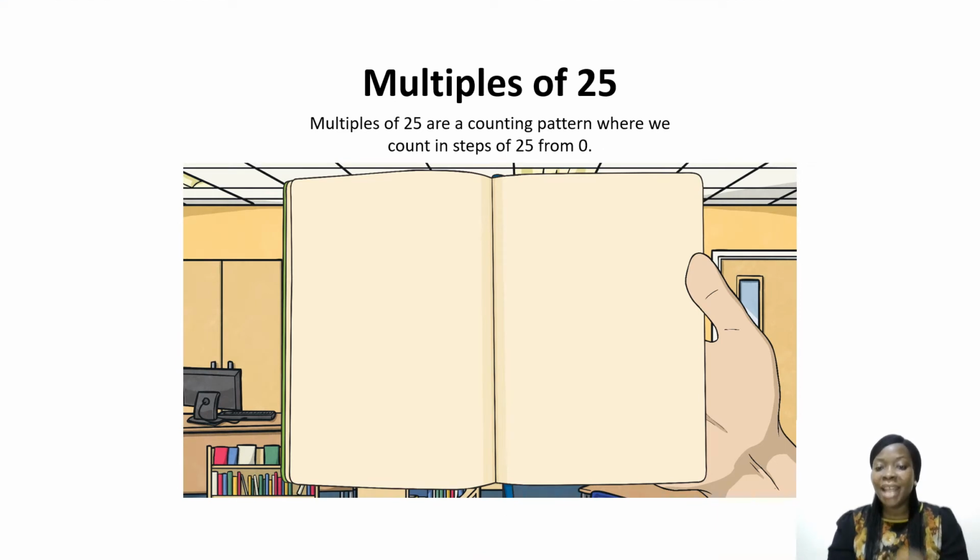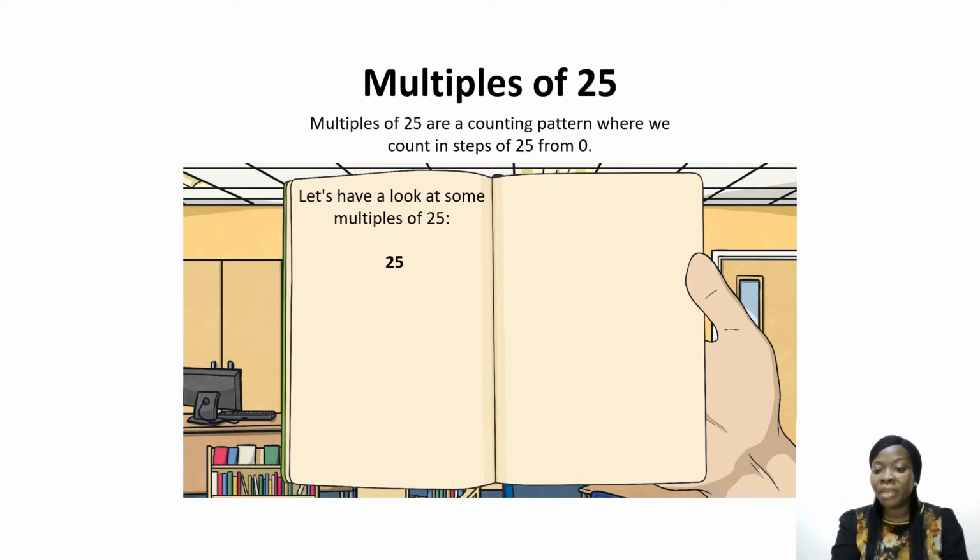Welcome back. Now let's look at multiples of 25. We have revised ordering four-digit numbers. Let's look at multiples of 25. Multiples of 25 are a counting pattern where we count in steps of 25 from zero. So what are the multiples of 25? Let's have a look at some of the multiples of 25.